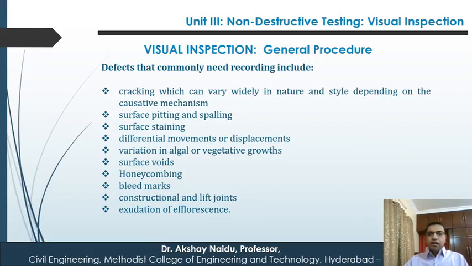Now, defects that commonly need recording include cracking of various types, depending on the causative mechanism. Then surface pitting and spalling, surface staining, differential movements or displacement, variation in algal or vegetative growths, surface voids, honeycombing, bleed marks, constructional and lift joints, efflorescence, and so on.